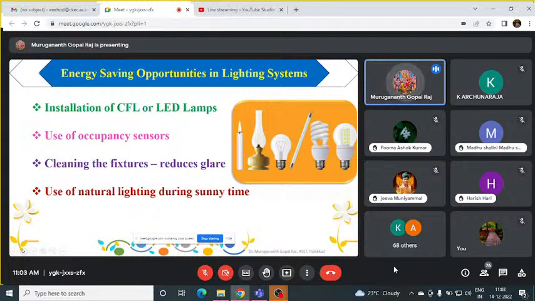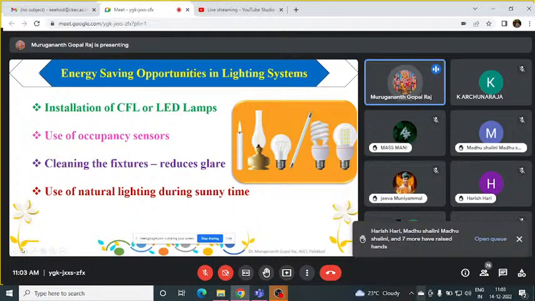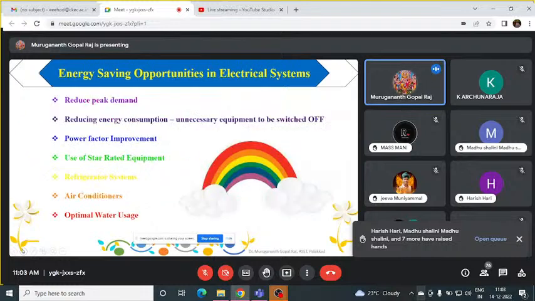Then a very important point is cleaning the fixtures. See how frequently we clean the fixtures of the lamps. That is very, very important. When dust accumulates, it reduces the brightness, the illumination power will go, the light intensity will go, which produces glare. So we have to clean the fluorescent lamp fittings, or whatever lamp fixtures we have, at regular intervals of time. And as I said earlier, as much as possible, use natural lighting during sunny time. Try to avoid artificial lighting.